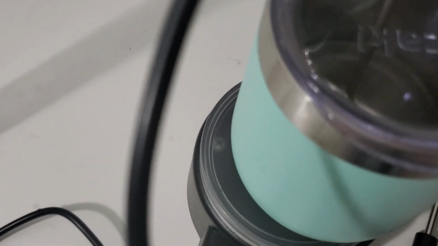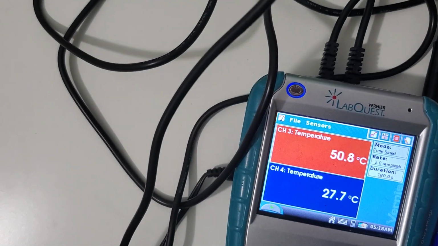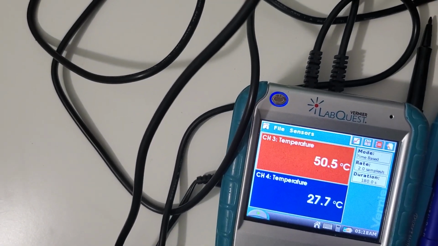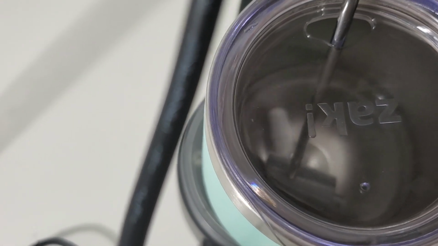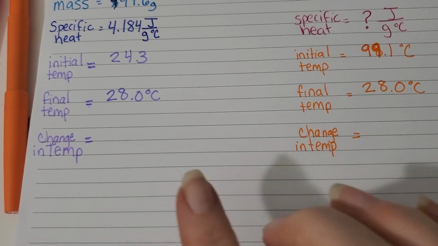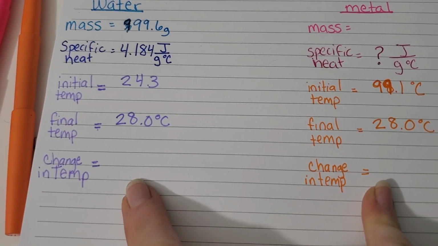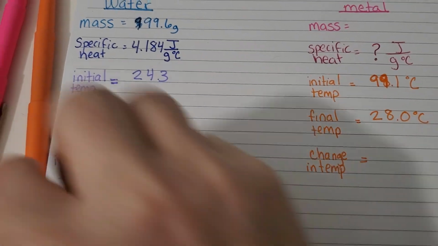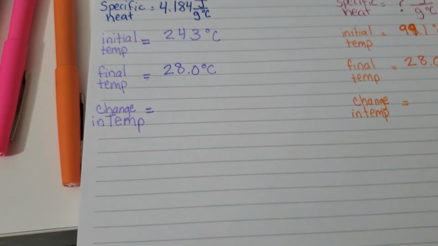And we can see even if I touch it directly to the metal, it's not going to change because it's at the same temperature as the water. The metal lost the heat, the water gained the heat. So now we just need to calculate our change in temperature. I didn't put units here. This was degrees Celsius.